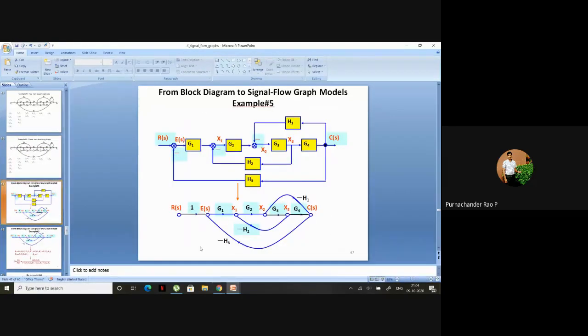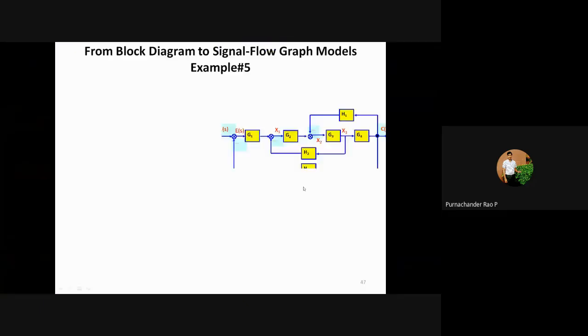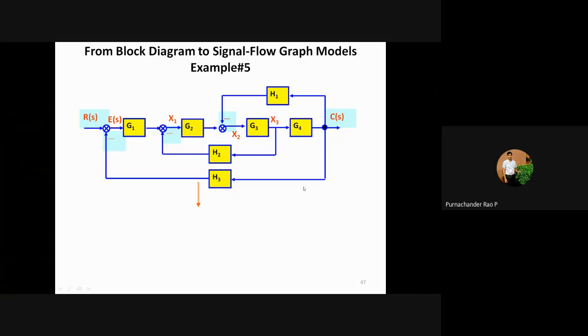So again, just for a few minutes, I will go through this block diagram to signal flow graph also. If you're getting for 14 marks, you may also expect this type of problems. So you need to convert the block diagram into a signal flow graph, and from that signal flow graph, we need to find out the transfer function.